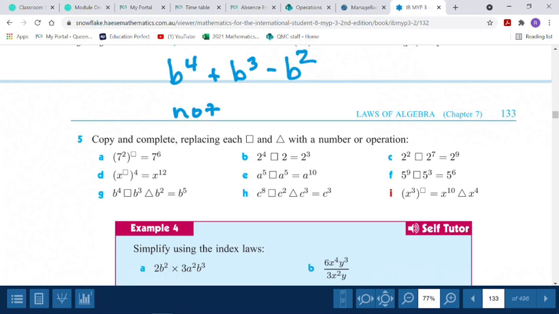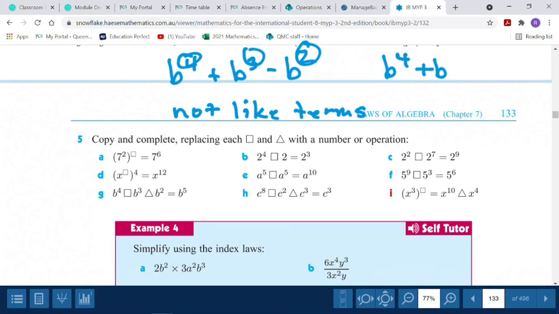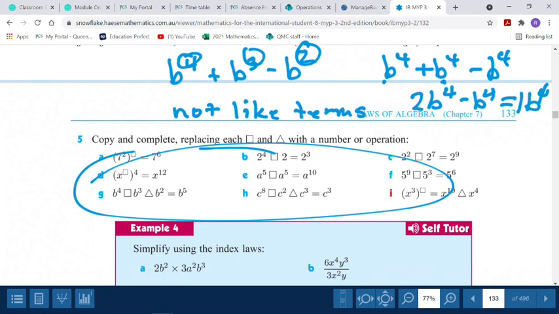They are not what? Like terms. Yeah. Because the exponents are different on them. So you couldn't add or subtract them. But if you did, you just get more or less of them. So if it was b to the fourth plus b to the fourth minus b to the fourth, that would make 2b to the fourths minus 1b to the fourth, which gives you 1b to the fourth. So all of these are going to be either multiply or divide. Now it's adding or subtracting the exponents that you'll be working with.